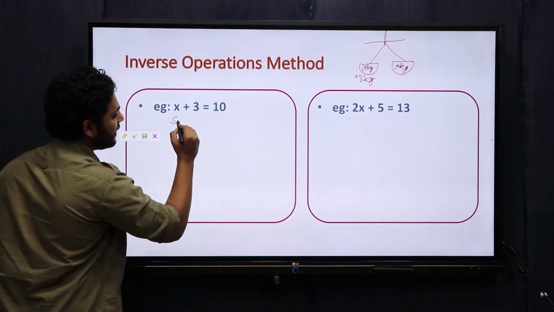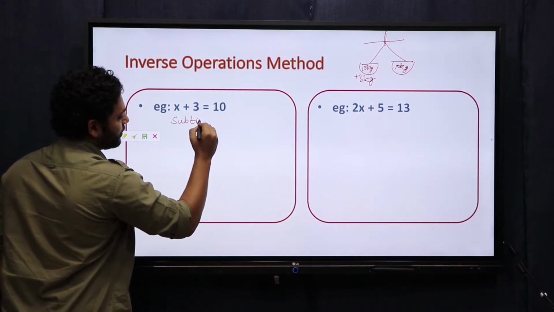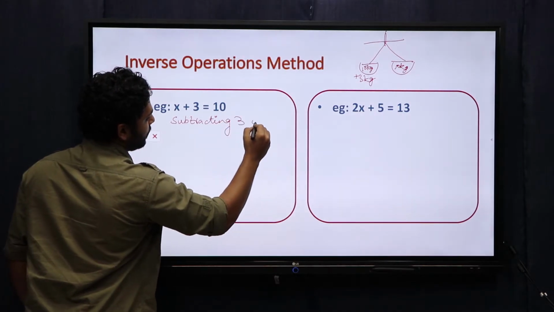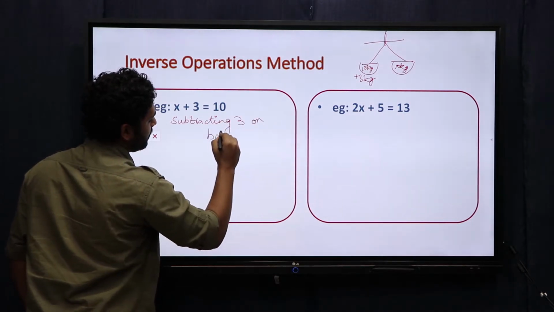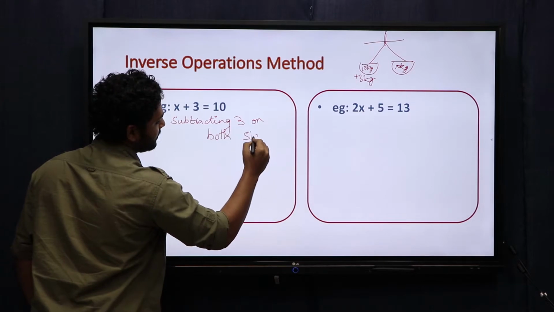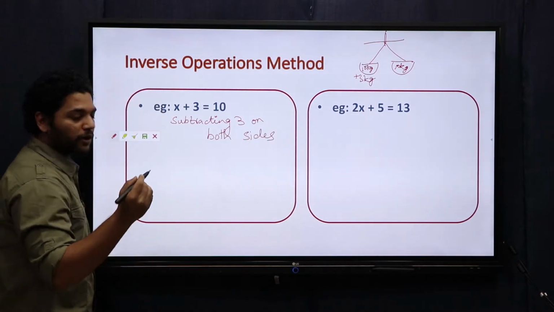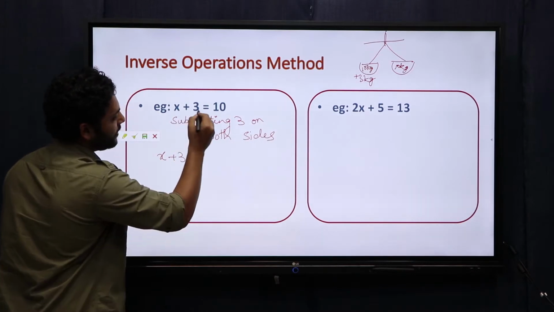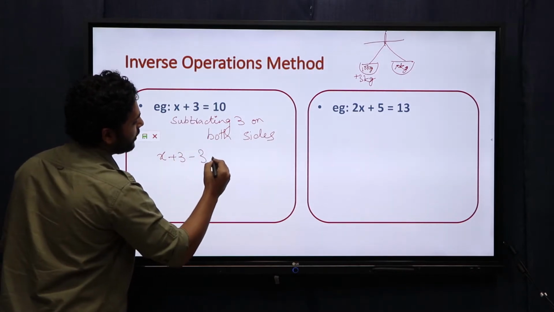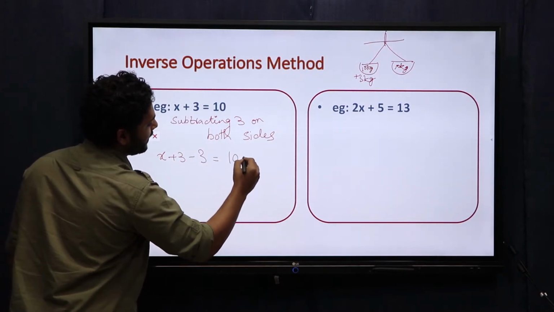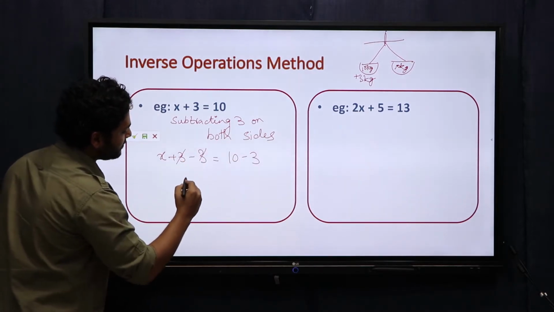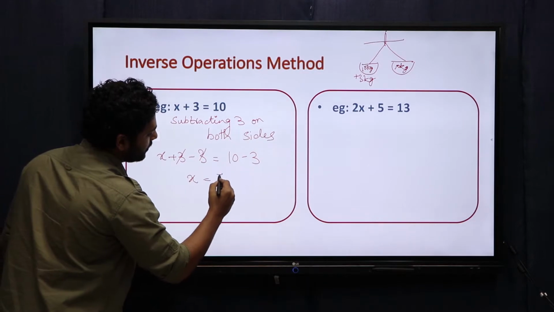So I'll write here, subtracting 3 on both sides. So what I do here is x plus 3, which is already given, and I am subtracting 3 on both the sides. 10 minus 3. So what does this effectively become? I cancel this. This becomes x equal to 7.